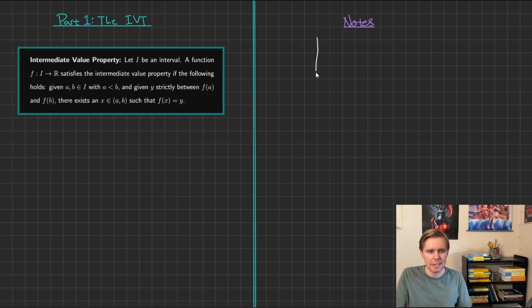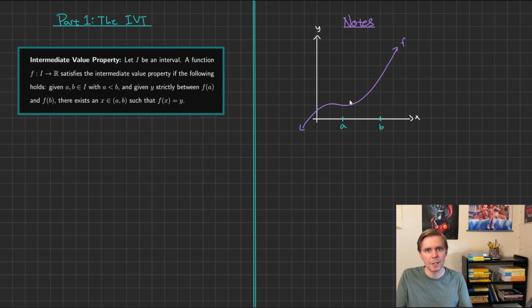The main idea behind the intermediate value theorem is as follows. Let's say that you have a continuous function, and let's say that it looks something like this. So here's a continuous function f. And let's say that we pick two inputs. We'll pick an a value here, and then we'll pick a b value, let's say right here.